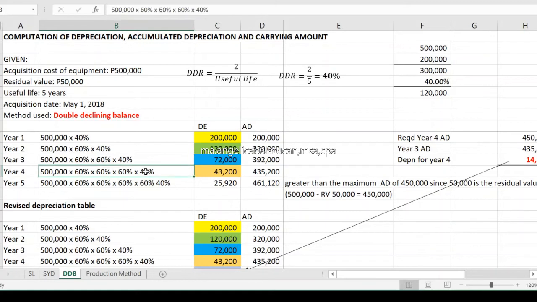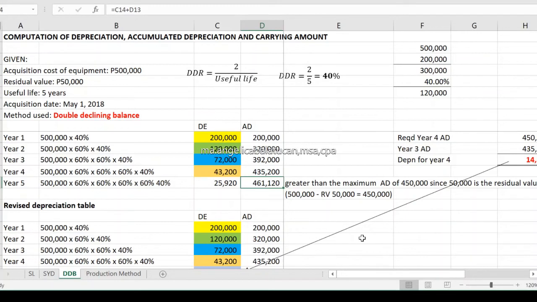Next is for the following year. So you have 500,000 times 60% times 60% times 60% times 40%. You will get 43,200. And then for year 5, that's 500,000 times 60% times 60% times 60% times 60% times 40%. And you will get 25,920.